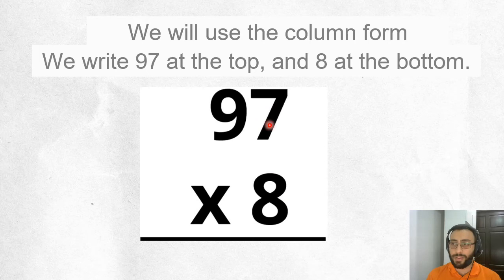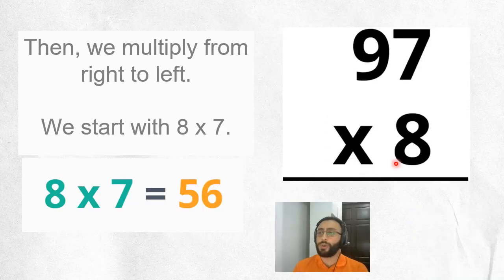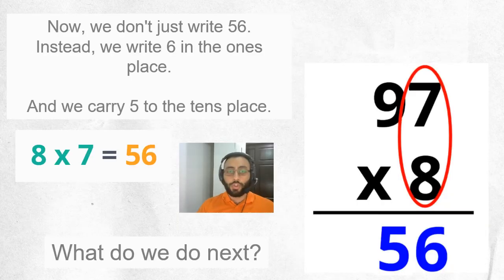So, 97 times 8. So, first, we say, what is 8 times 7? Okay, 8 times 7, not 8 times 9. We start from the ones. 8 times 7 equals 56. So, do I write 56 right here? No! We cannot write 56. Yes, we can write the 6 here. But the 5, the 50 cannot be here because we still have 8 times 9.